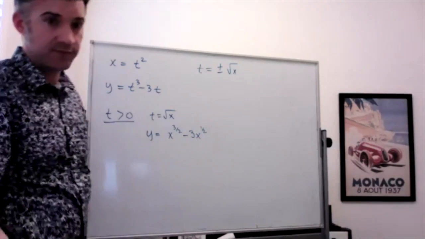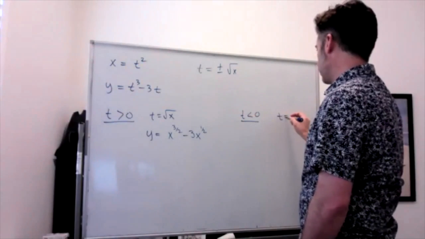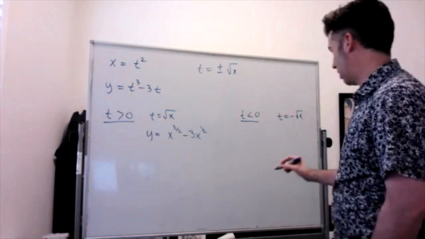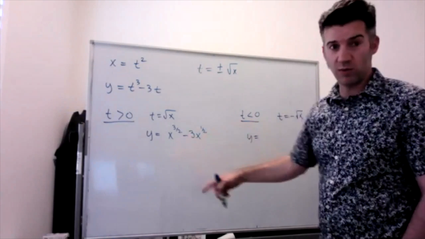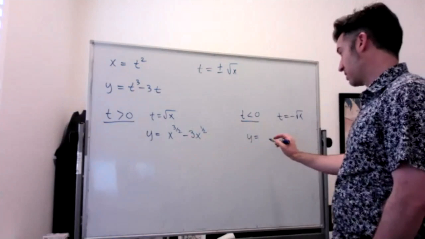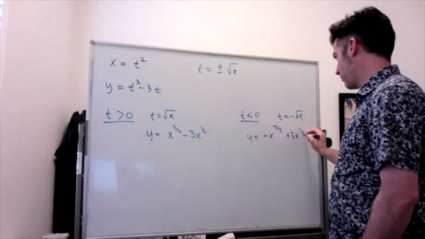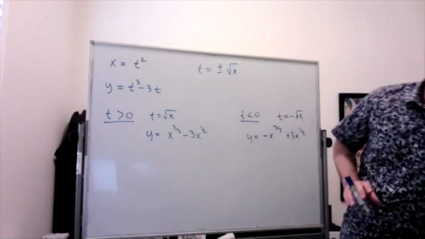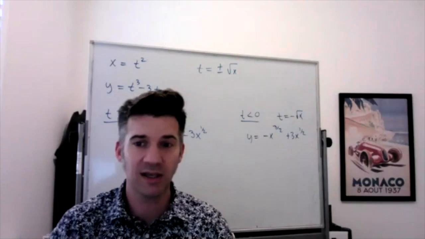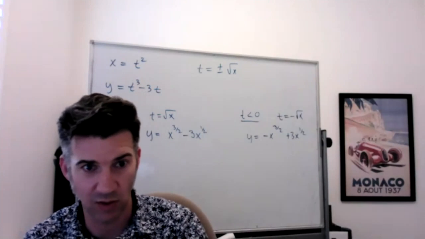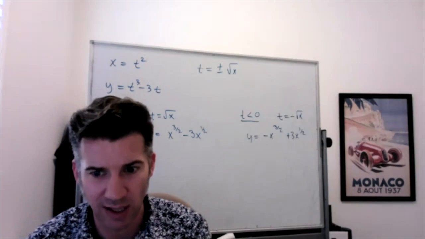That's not very nice. And then when t is less than 0, we're going to get t equal to the negative square root of x. And then y is going to equal the negative square root of x cubed, which, when you cube a negative, it's still negative. So you're going to get negative x to the 3/2 plus 3x to the 1/2. We can look at this graphically. I want to emphasize here that while this is possible sometimes, it is often not possible to eliminate the variable t. So we do have some equations. Excellent. Let's go ahead and look at Desmos just to see what they look like.